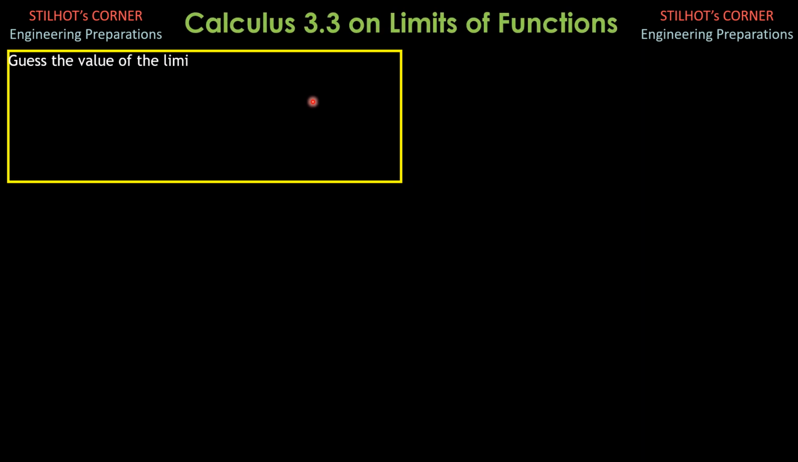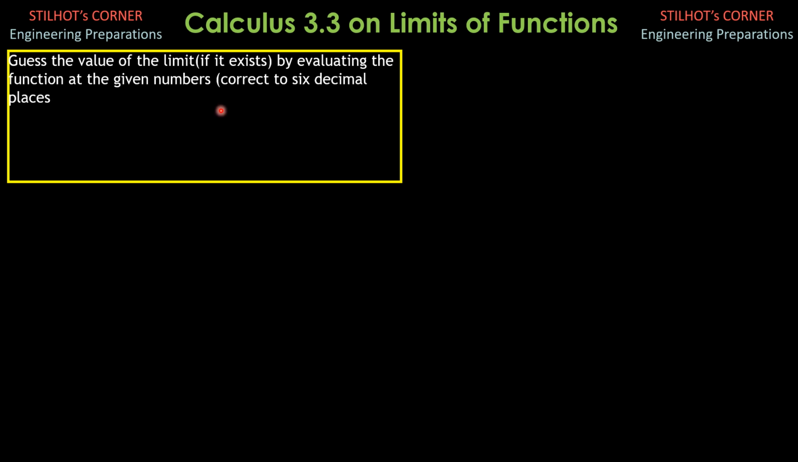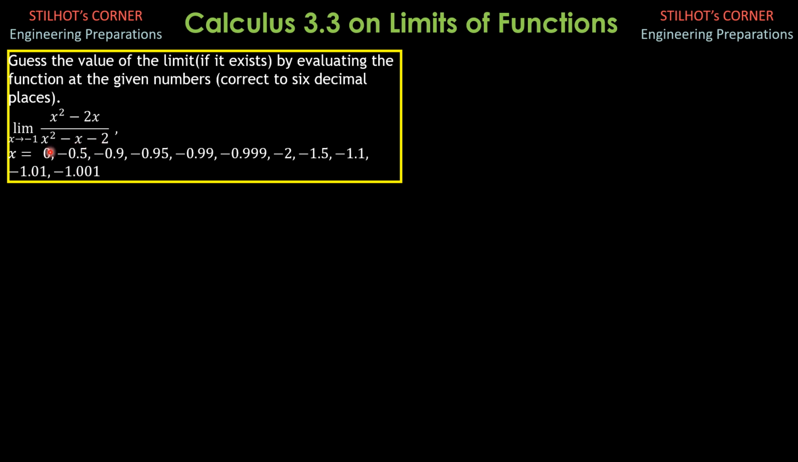Guess the value of the limit if it exists by evaluating the function at the given numbers, correct to 6 decimal places. So, the limit of (x squared minus 2x) over (x squared minus x minus 2) as x approaches -1. And these are the values very far from -1, then very close to -1, either from the left or from the right of -1.